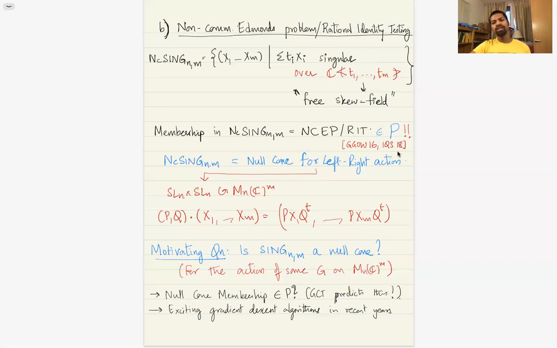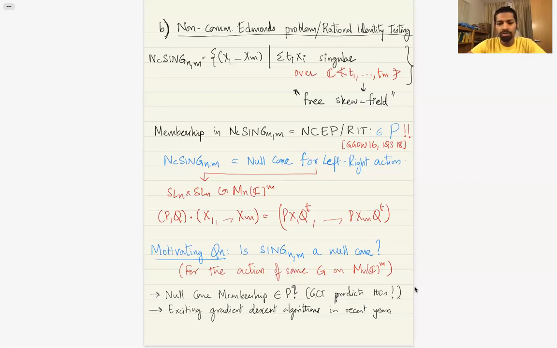So given that in this non-commutative setting, to give a polynomial time algorithm for membership in non-commutative singular tuples, it was crucial that this particular subvariety was the null cone. You could ask the same thing about commutative singular tuples of matrices, which we called SING-NN in the previous slide. And you might ask, is this a null cone for some group action? And there are many reasons to expect that this could possibly be the null cone for some group action. Whether you're in the commutative or the non-commutative setting, the reason you might expect this is because these varieties have a lot of symmetries, which points to the potential of a certain group action, which you can always take advantage of. So that's the motivating question for us in this talk.